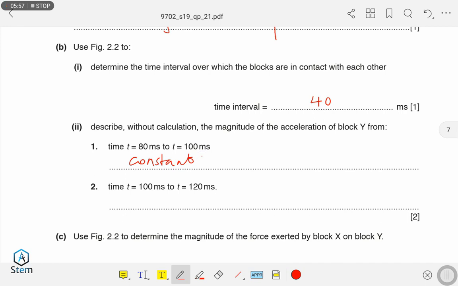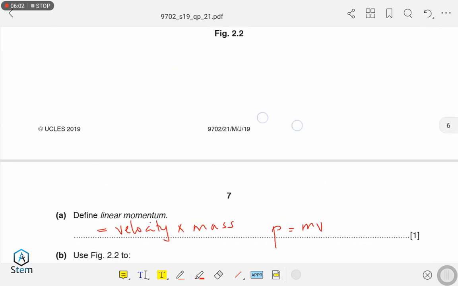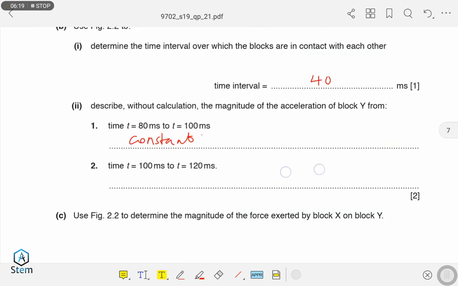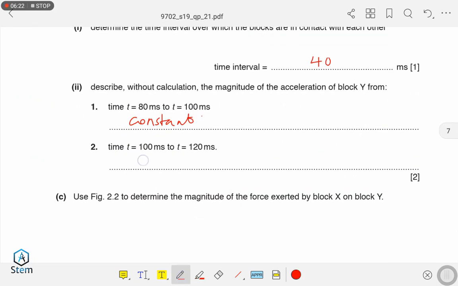Then from t equal to 100 milliseconds to t equal to 120, momentum is not changing. So acceleration is 0. Acceleration will be 0 because our momentum is not changing. So we can say a is equal to 0 meters per second squared. All right.